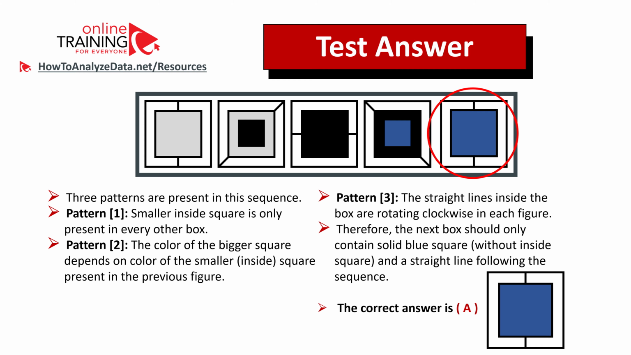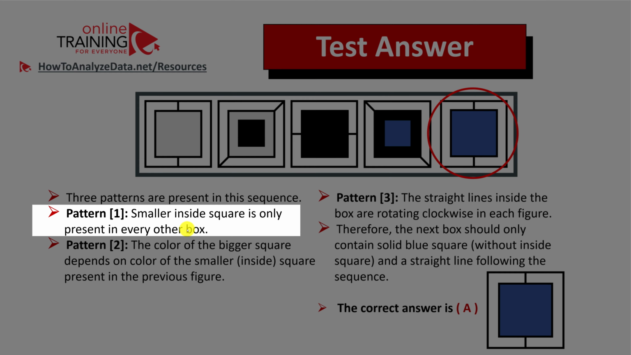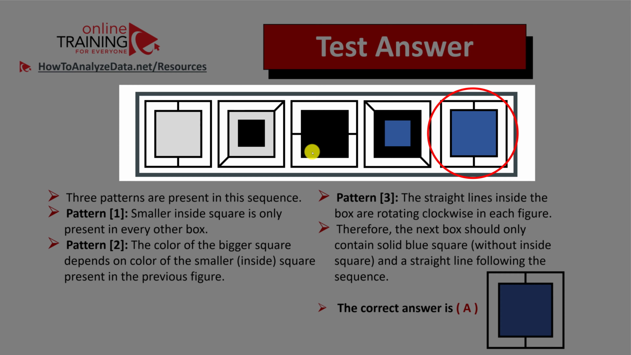As you're probably well aware, there is always a solution to any challenge. And to figure out the solution for this particular problem, you need to look for patterns. There are 3 patterns present here in this particular question. Pattern number 1 is that the smaller inside square is only present in every other box. So if you look at the squares 1, 3, and 5, they do not have the smaller inside box, and squares 2 and 4 do have it.